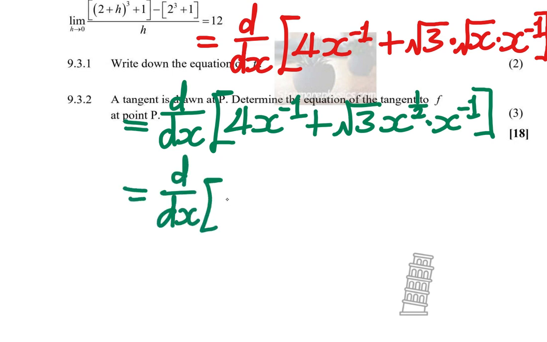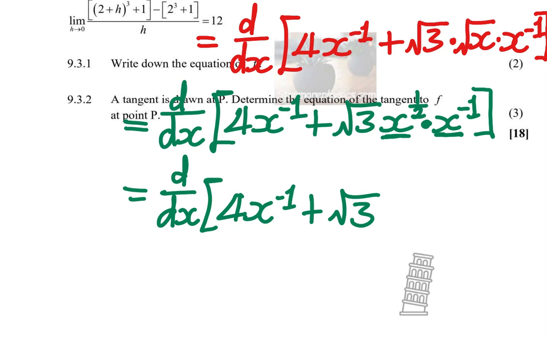Then we still have 4x exponent negative 1, and then plus the square root of 3. Now, since we have x and x like this and we are multiplying, to simplify things, we can just add the exponents. When I say the same base, I'm talking about the x and the x. The base is the same because they are both x. The dot means multiplication, so we can just add the exponents. We just say 1 over 2 plus negative 1.